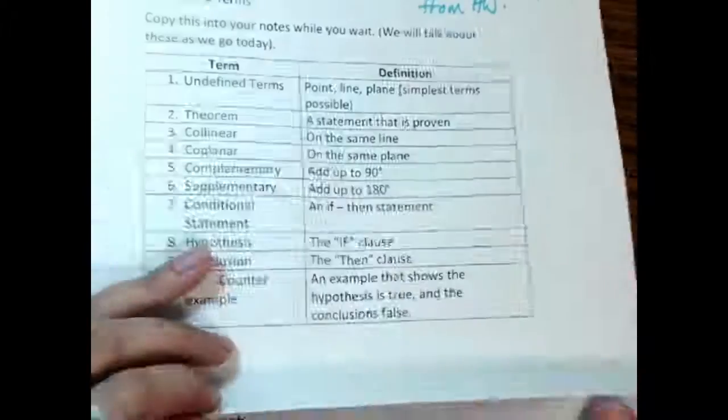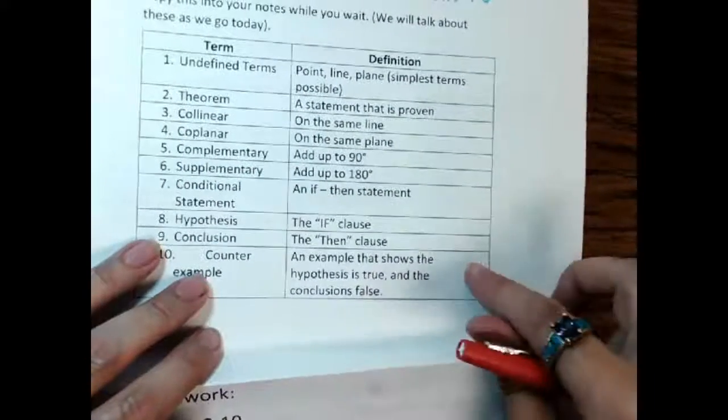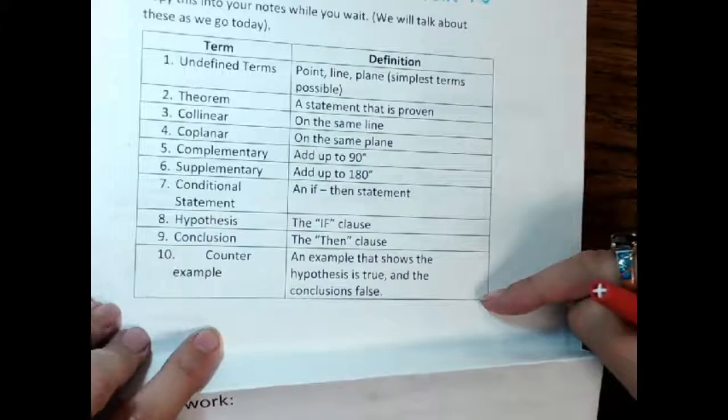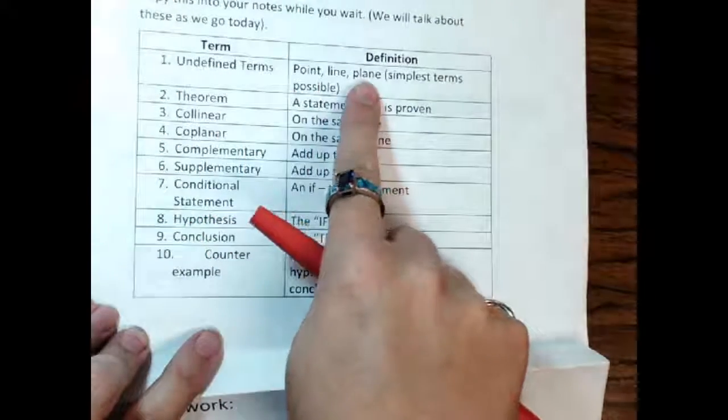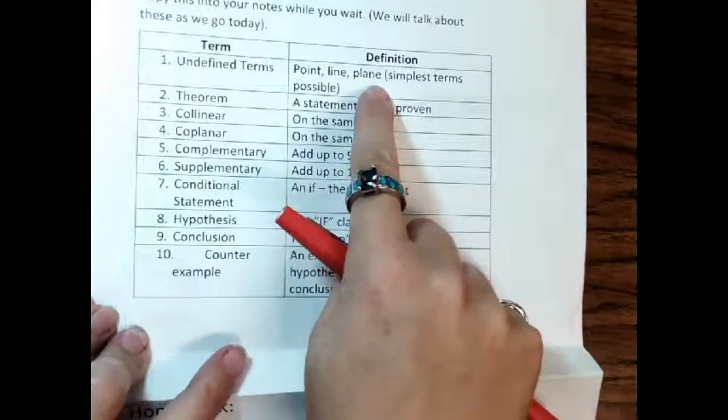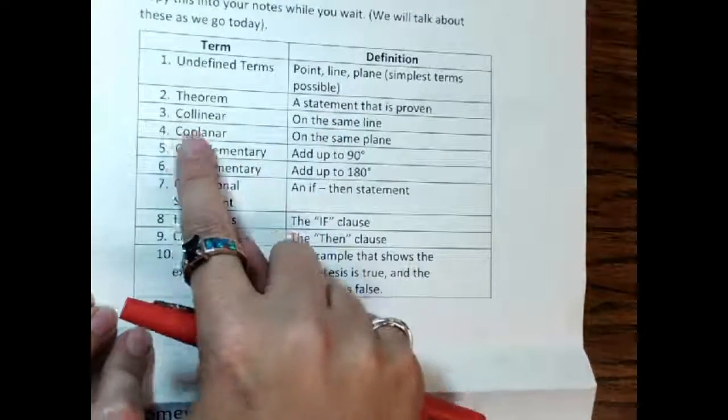You should have also taken this, which is posted on Google Classroom, and copied all these down into your notebooks. Notice here's undefined terms, point, line, and plane. That is on your test. There's also a question on your homework about this. Here's collinear and here's coplanar.